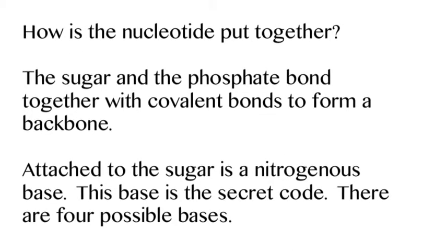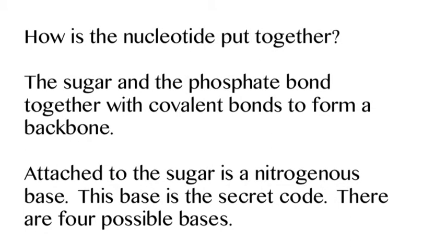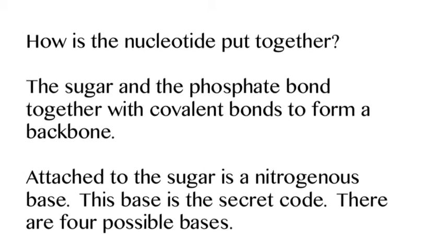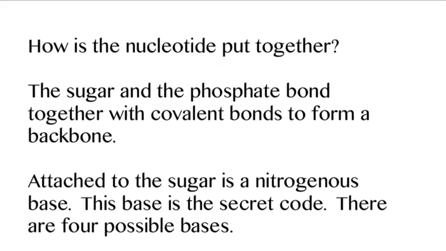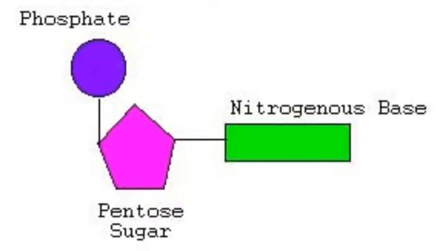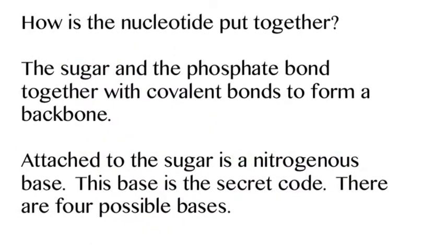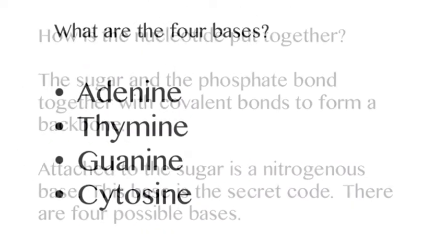So how do we put it together? Well, the sugar and the phosphate join together and then attach to another sugar and phosphate and another sugar and phosphate, and they make the outside of the ladder, okay? In the middle, attached to the sugar but pointing perpendicular, is this nitrogenous base. And there are different kinds of nitrogenous bases, not just one. And the order of these nitrogenous bases is the secret code.